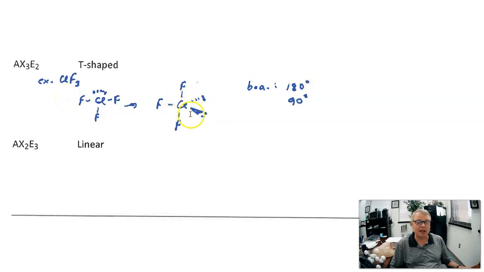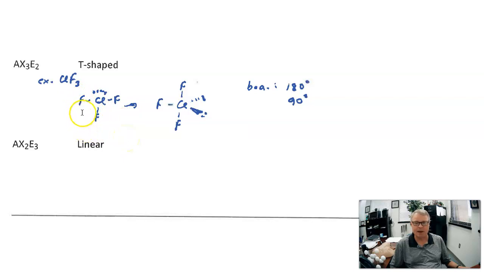So what does it look like if you drew the dot structure? Well, it would look something like this. You've got 3 fluorines here. This is 2 pairs of electrons. It's just kind of a little sketchy there. But this is an AX3E2: 3 shared pairs, 2 unshared pairs on the central atom, and I left out the dots around the fluorines. You can put those in if you want to.